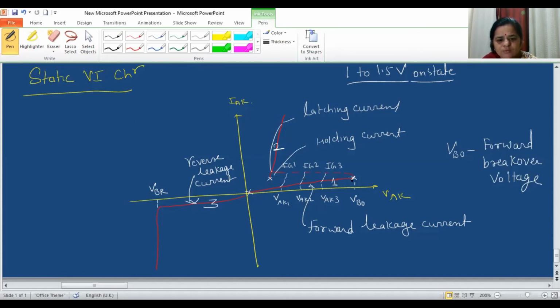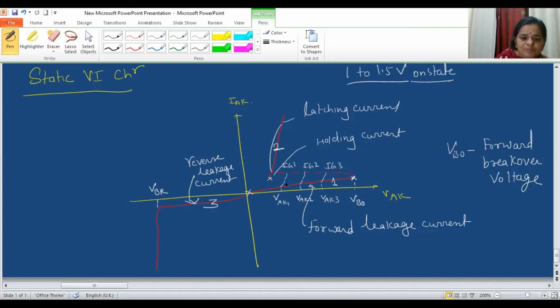It is called the forward blocking characteristic. Characteristic number 2 is called the forward conduction characteristic. And characteristic number 3 is called the reverse blocking characteristic. So one way is that you can increase the anode cathode voltage up to the forward breakover voltage, and the device can go into conduction mode. But as I already mentioned, we never use that breakover voltage method to turn the device on.